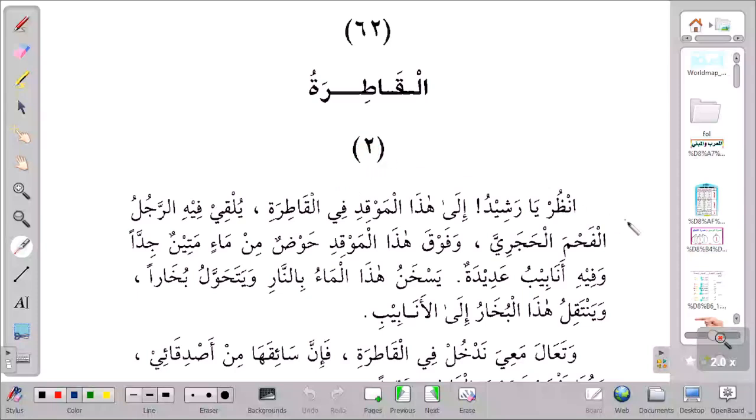So the author continued by saying Unzur ya Rashid. You can remember Rashid was the one who asked that the system of the train should be explained to him, and so they are explaining to him. So he said, Unzur ya Rashid, oh Rashid, observe. Ila hazal mawqid fil qatira, to the fire's place in the qatira, in the locomotion. So he's still explaining the locomotion, the train, the system of the train, Nizam al-Qitar, to him.